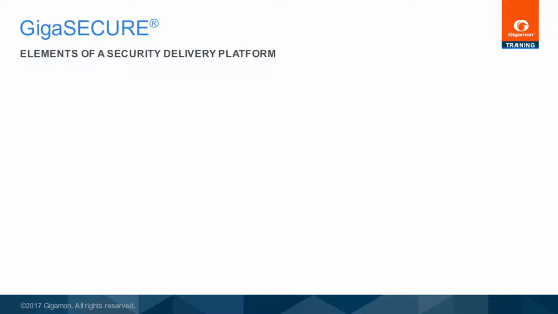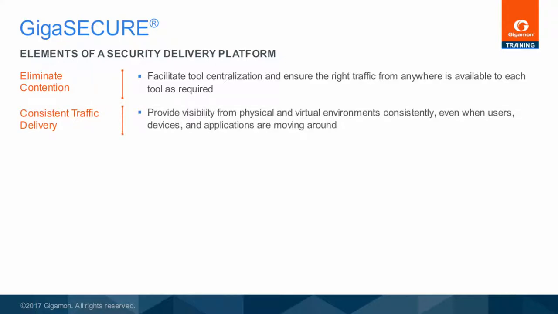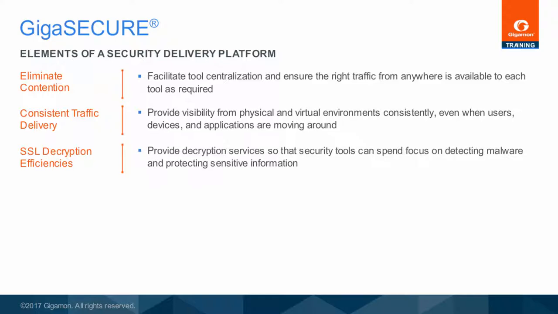Key features of a security delivery platform include elimination of the need to identify and discreetly instrument static choke points within the network, especially in today's dynamic environments characterized by user, device, and application mobility. Deliver consistent traffic visibility from physical and virtual environments, even when users, devices, and applications are moving around. Provide a solution to decrypt communications so that security tools can detect malware that leverages encrypted communication channels, while at the same time ensuring that sensitive information is not compromised.